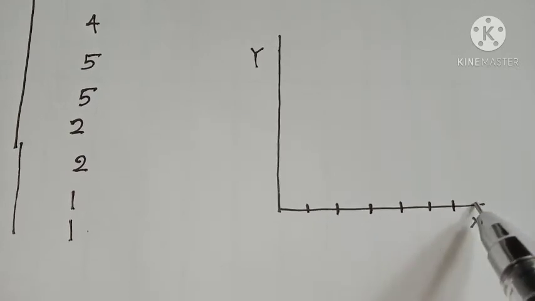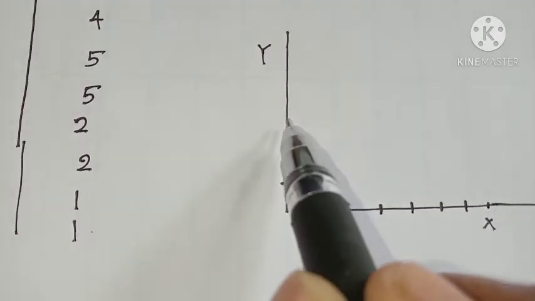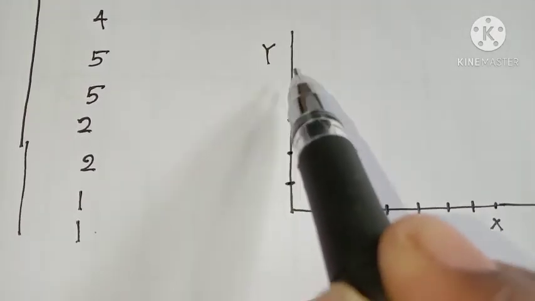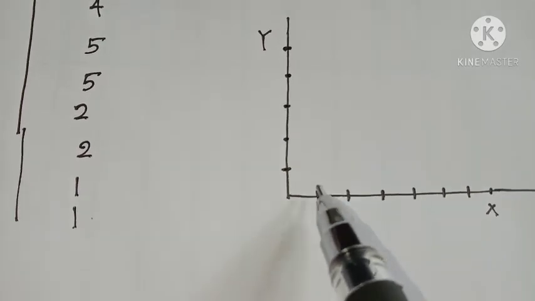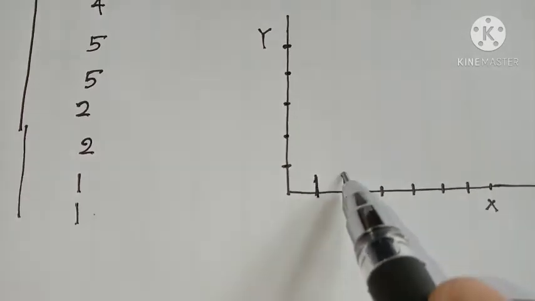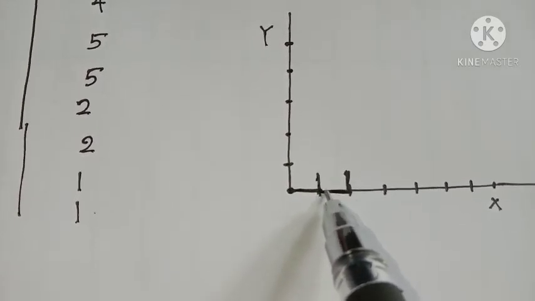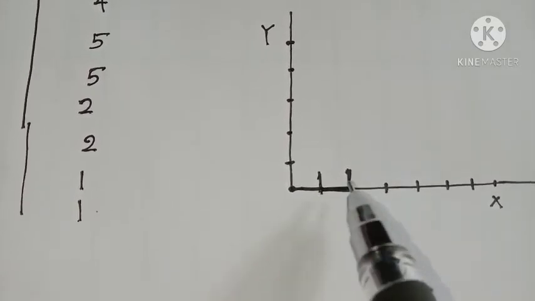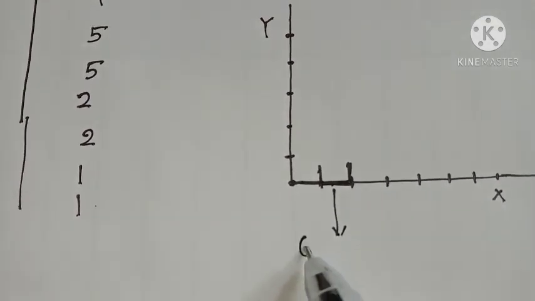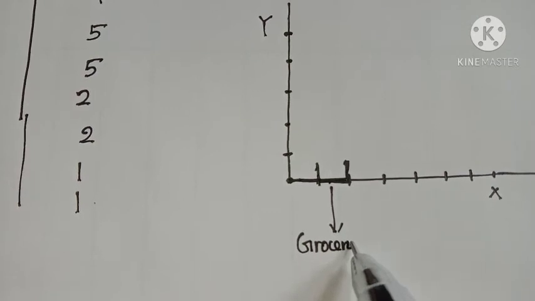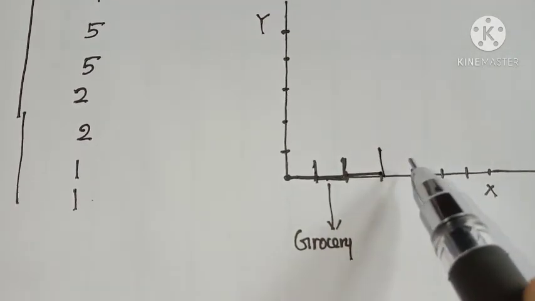No need to write 1, 2, 3 and so on. Simply put equal distances along x-axis and along y-axis. So consider the first part. Just leave this part. Take this width. This is known as width. And this width stands for grocery. Okay. Grocery. Then leave this space and take the next part.